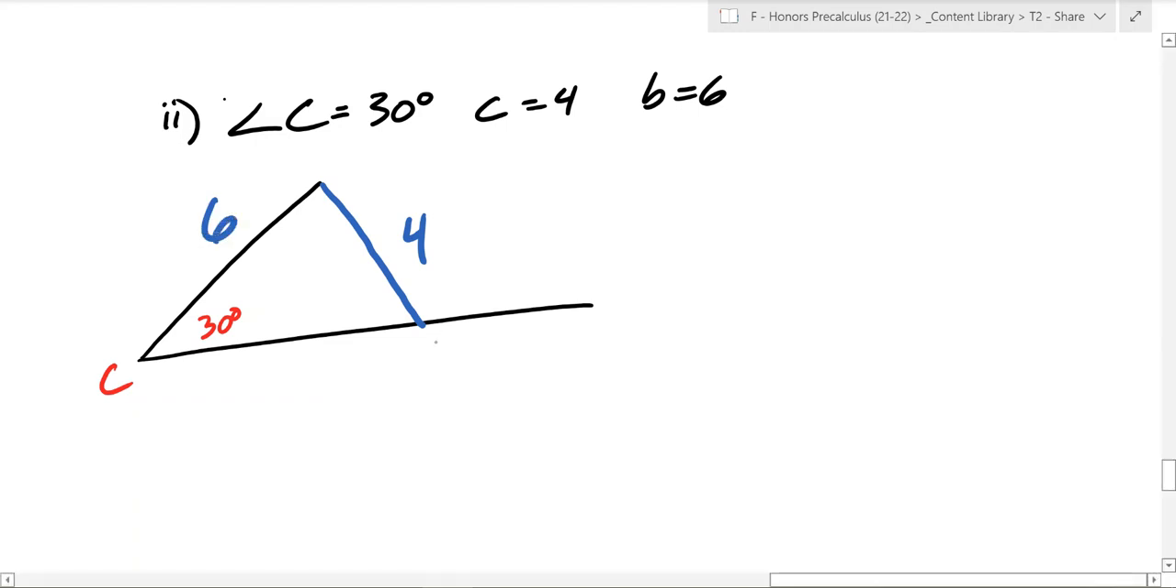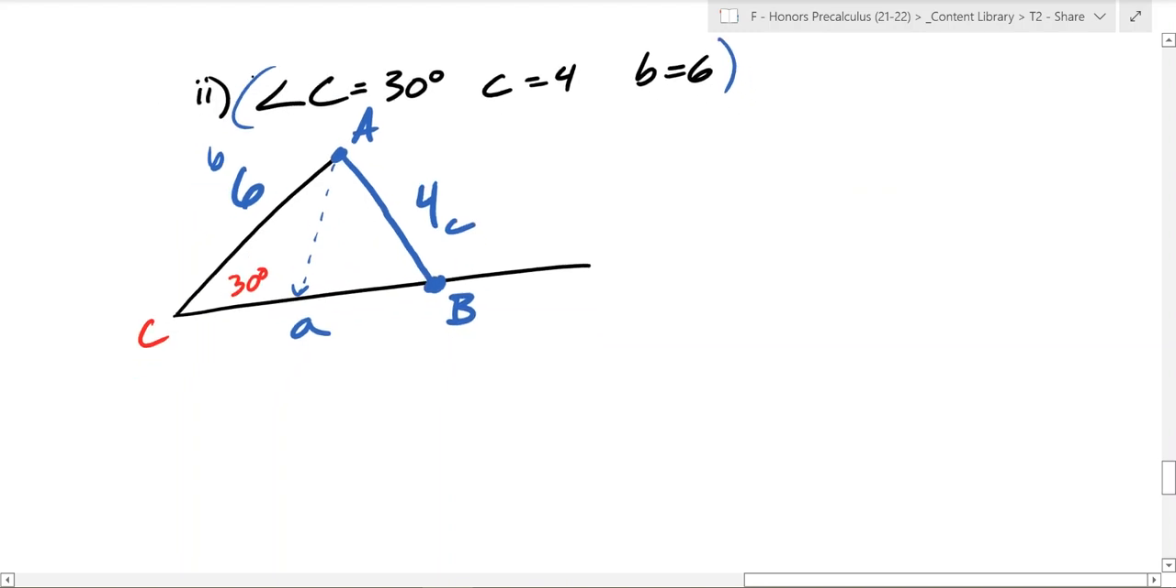So if that's 6, this right here is going to be B. So this is lowercase b. This is lowercase c, and we'll call this A right here. So this will be lowercase a. The other side could be here. This side could swing over there and be the same information but a different triangle.